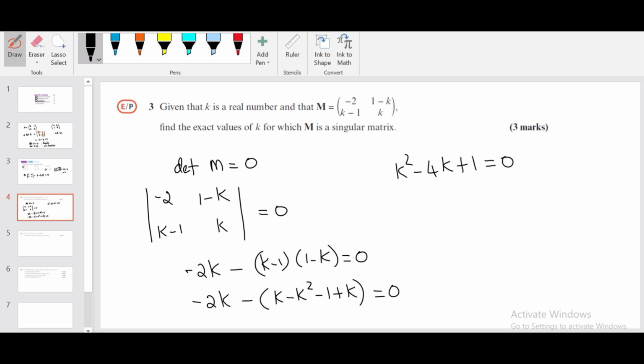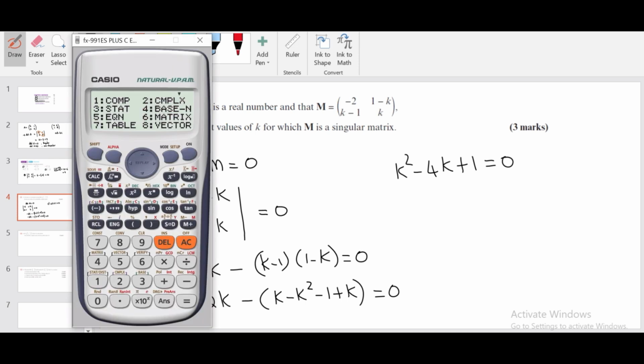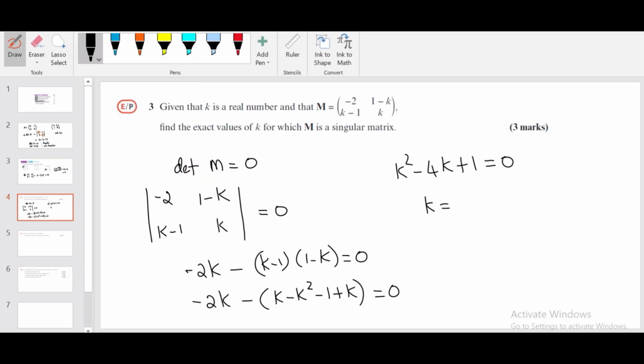And then you need to solve this using a calculator. I'm going to go to mode, equation number 3 for quadratic. 1, minus 4, 1, is 2 plus root 3, 2 minus root 3. 1, minus 4, 1, yes. So k is equal to 2 plus or minus root 3.